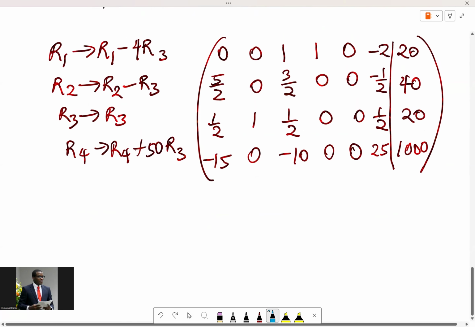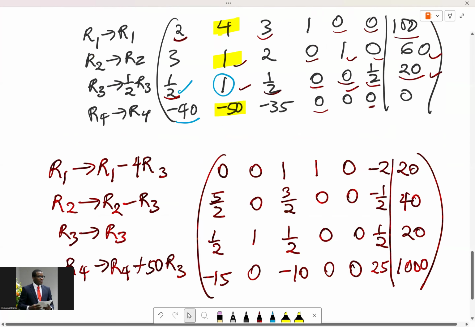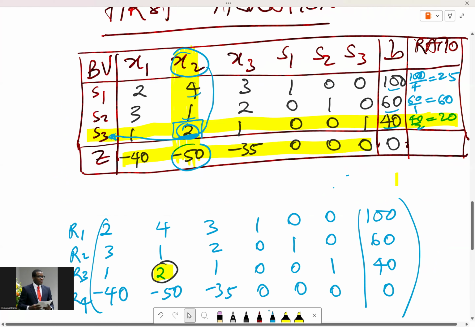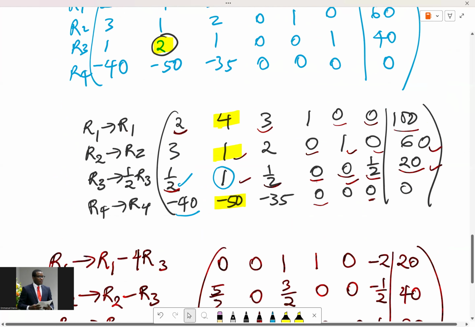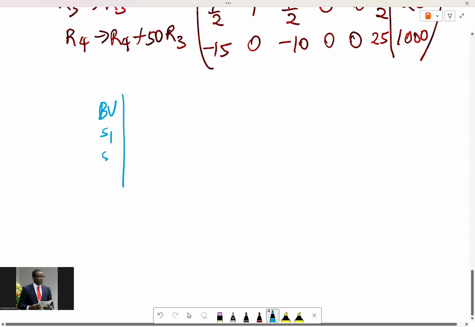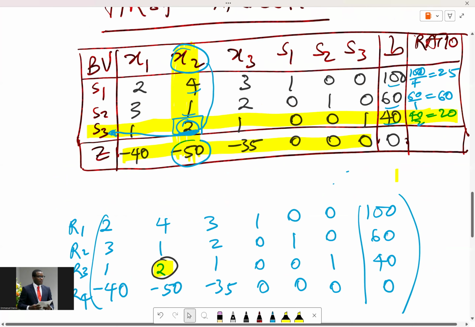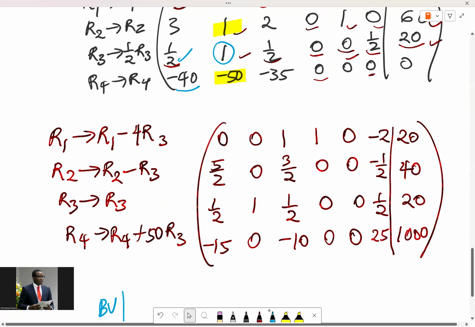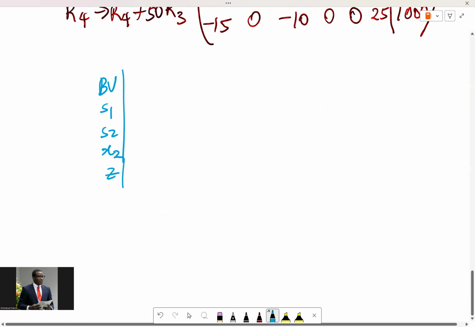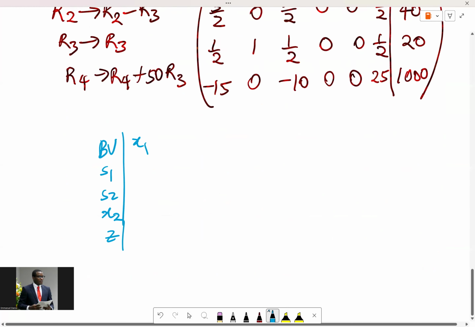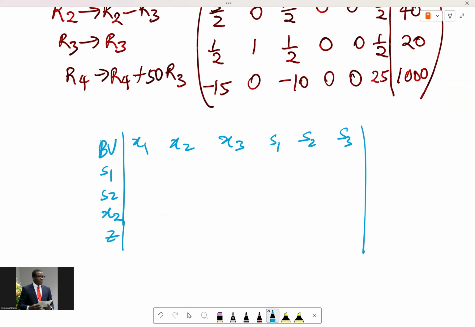So I'll just come back and say BV, so that we won't forget what we are doing. Don't forget what we have done now, that X2 is coming to replace S3. That's really important. So we have S1, S2, then X2 is coming to replace X3, right? That's important to note. And then we have Z. So again, we have X1, X2, X3, S1, S2, S3. Then we have B.